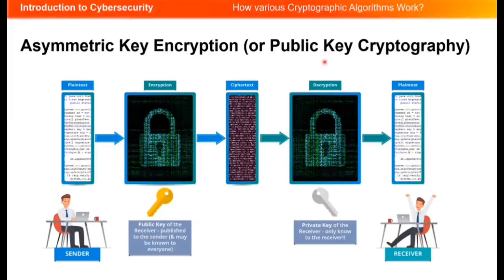Asymmetric key encryption, or public key encryption. We have plain text here. A public key that everybody knows about, similar to a mailbox or an address, is used to encrypt the message. It becomes ciphertext. However, only the intended party has the private key, which can decrypt the message.